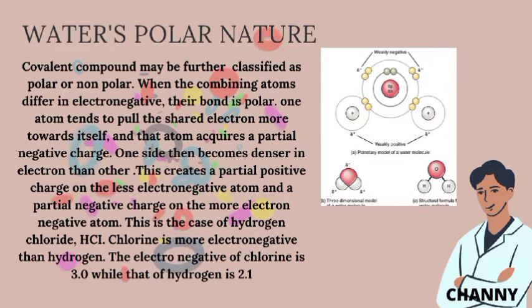HCl: chlorine is more electronegative than hydrogen. The electronegativity of chlorine is 3.0, while that of hydrogen is 2.1.